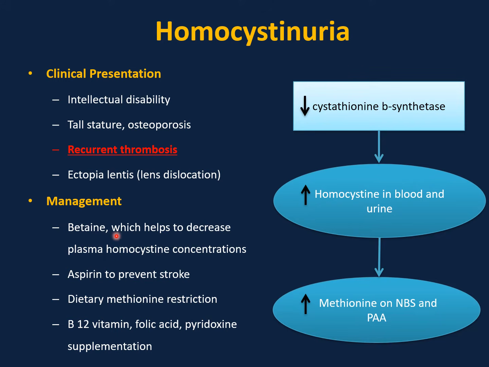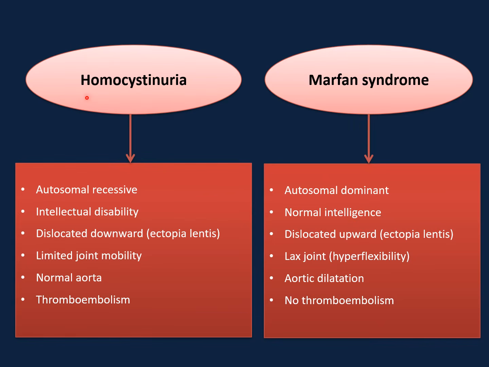Management is betaine supplementation, which will help to decrease the plasma homocysteine, aspirin to prevent stroke, dietary methionine restriction. B12, folic acid, and pyridoxine supplementation will also decrease the homocysteine concentration. It is very important to know the differentiation between homocystinuria and Marfan syndrome, because both of them are tall, and both of them have dislocated lenses.